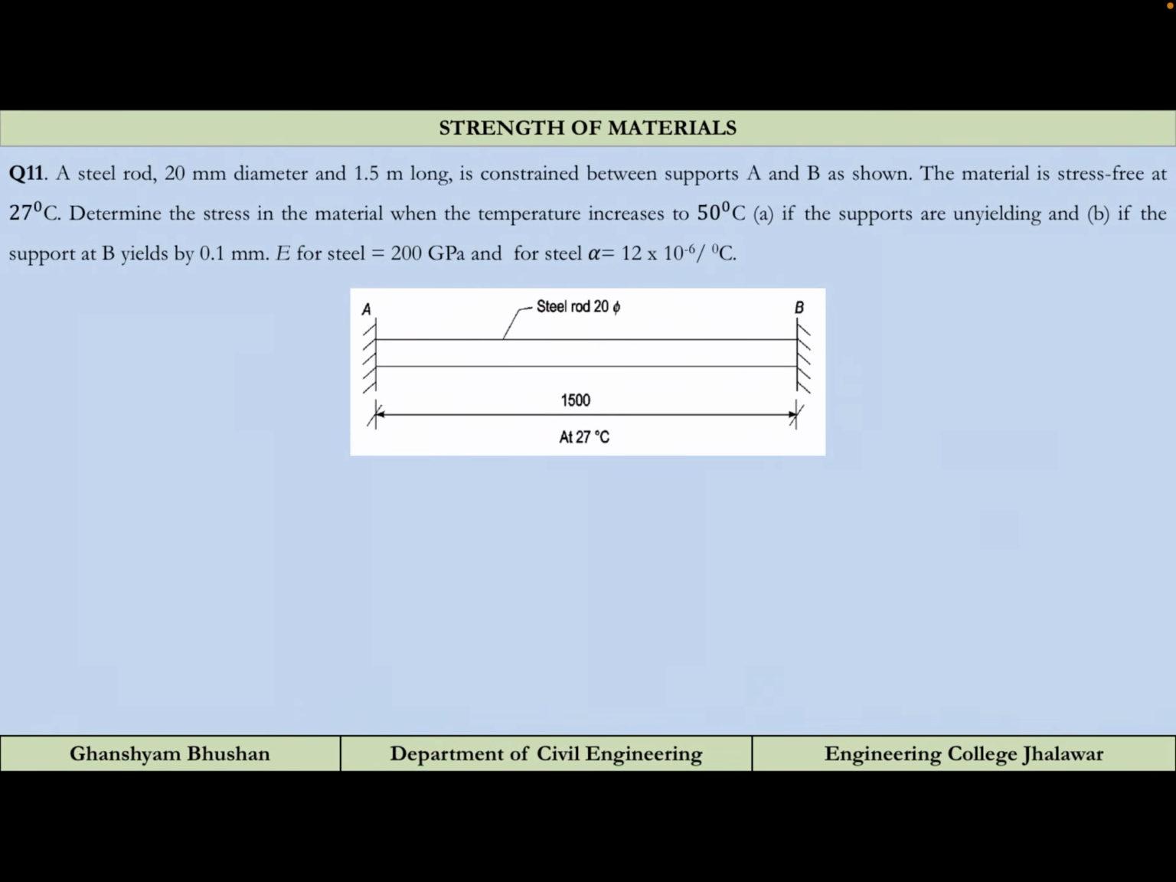So our next problem is stating a steel rod 20 mm diameter and 1.5 meter long is constrained between supports A and B, as you can see in the diagram also. The material is stress free at 27 degrees Celsius. Determine the stress in the material when the temperature increases to 50 degrees Celsius, if the supports are unyielding and if the support B yields by 0.1 mm. E and alpha is given for the material, that is for steel.